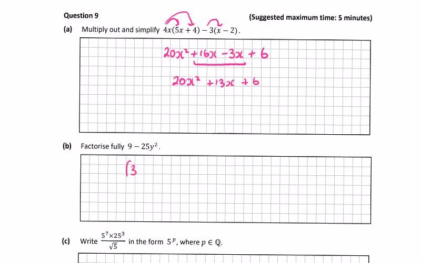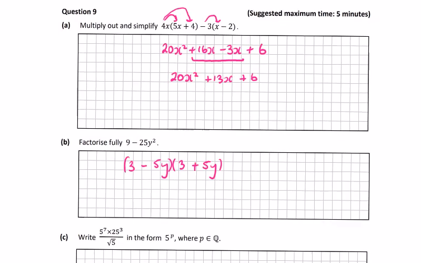Difference of two squares here. You should be able to see straight away, 3 by 3, 5y by 5y to give 25y squared, one a plus, one a minus.